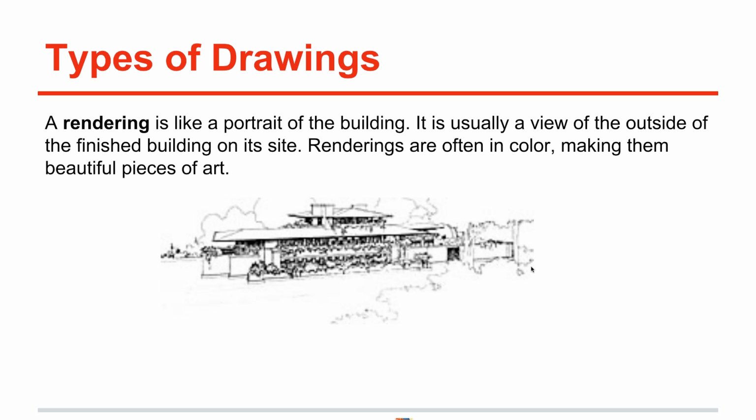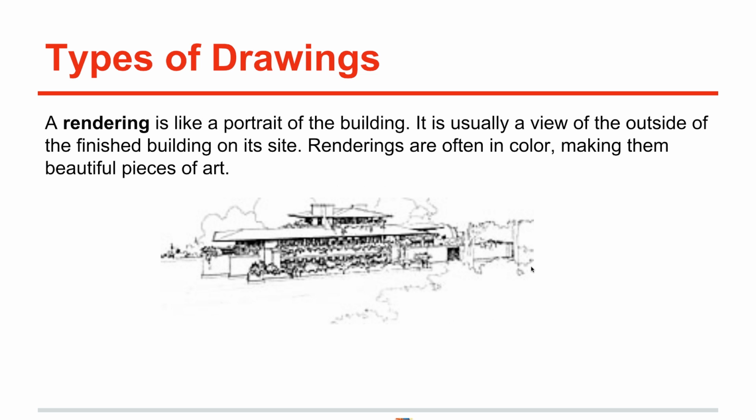Now, you have looked at sectionals, elevations, and floor plans, and now we have a rendering. A rendering is like a portrait of the building. It's usually a view of the outside of the finished building on its site. Renderings are often in color and make a beautiful piece of art.